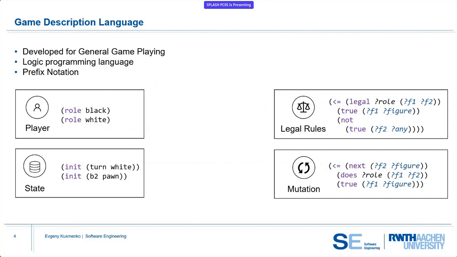Then we want to define the mutations. So how can we alter the state? If we come from one state, the player chooses to perform an action, how will the state in the next turn look like? And the last concept we have here is the state definition. First of all, we need to define how the state will look like at the beginning of the game, and of course we'll be able to alter the state while the game continues.